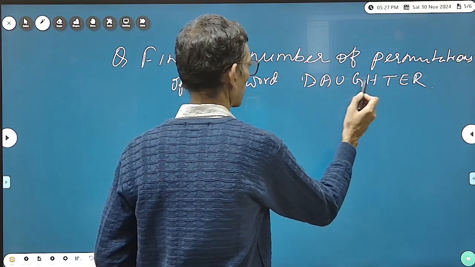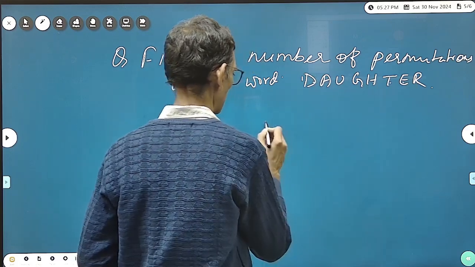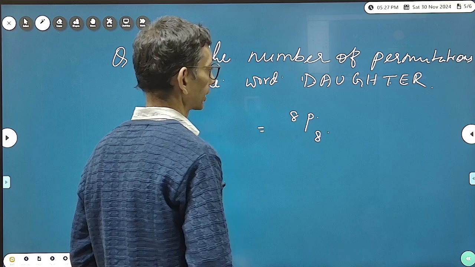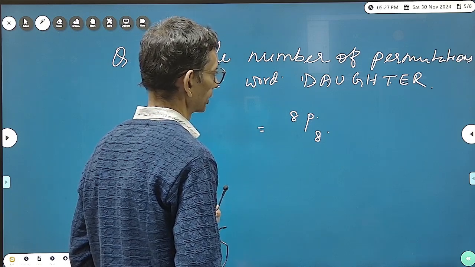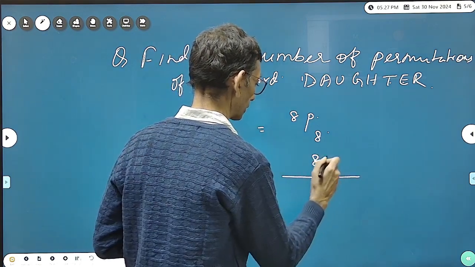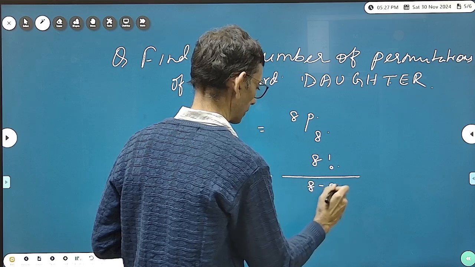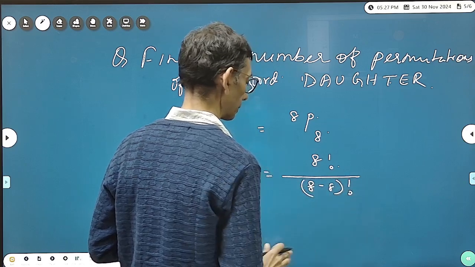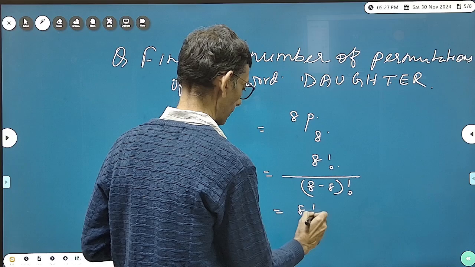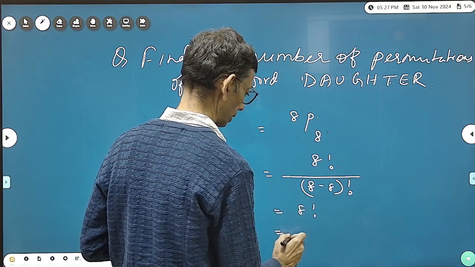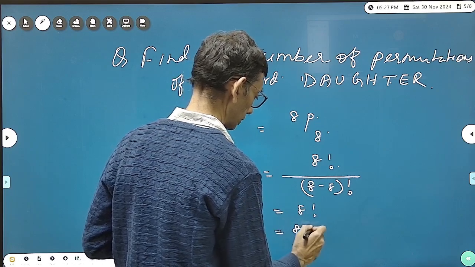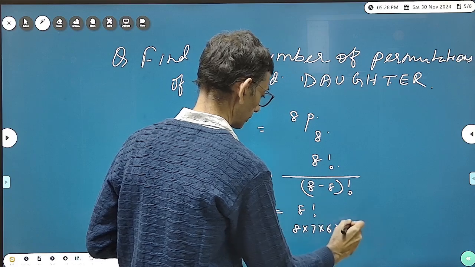1, 2, 3, 4, 5, 6, 7, 8, right? So the number of permutations is 8P8. I think there are no repeated letters, right? So it will be 8 factorial divided by 8 minus 8 factorial. The denominator you ignore, because 8 minus 8 is 0 and 0 factorial is 1. So 8 factorial.